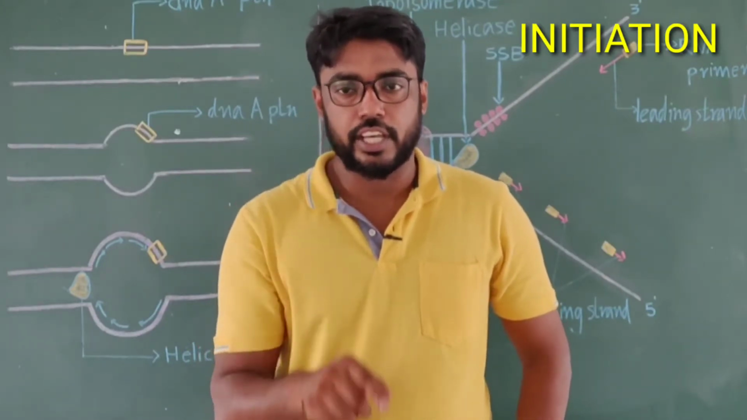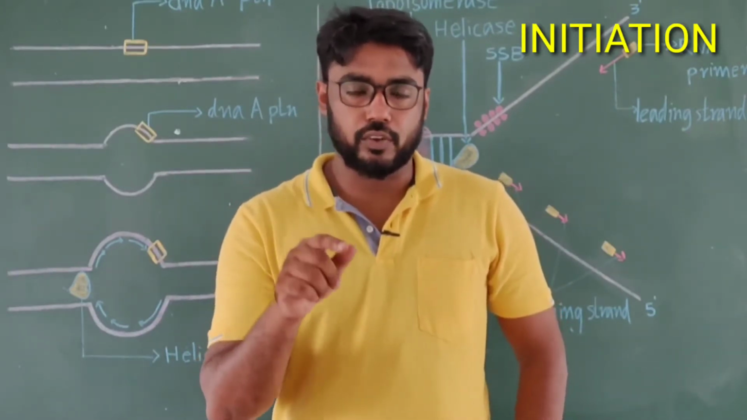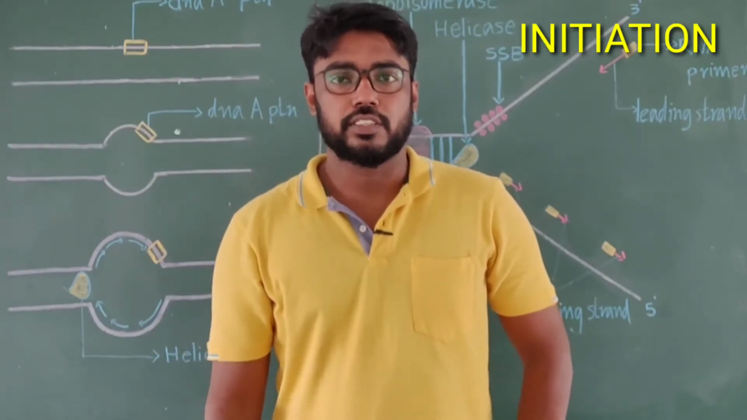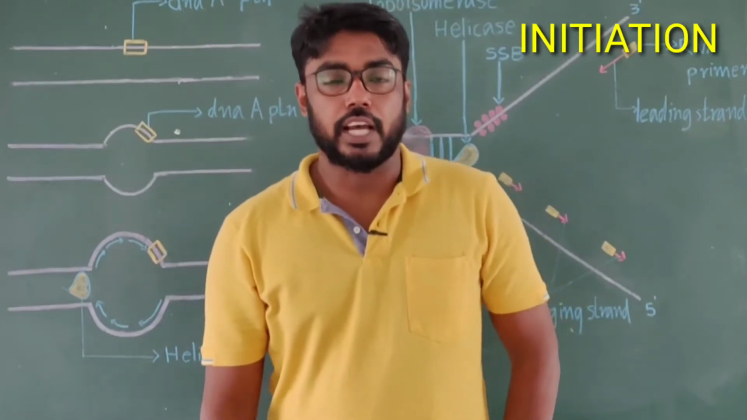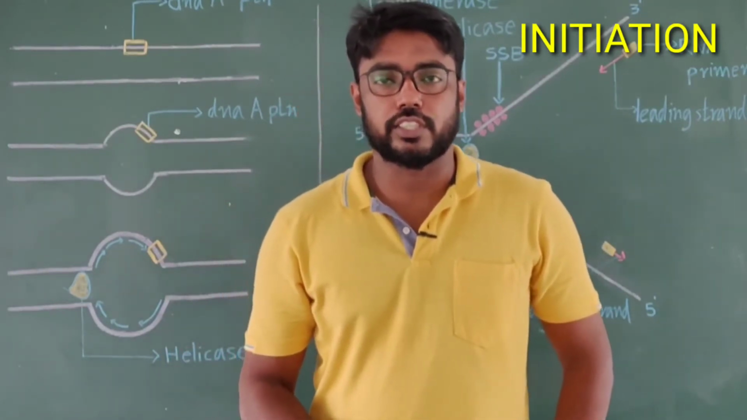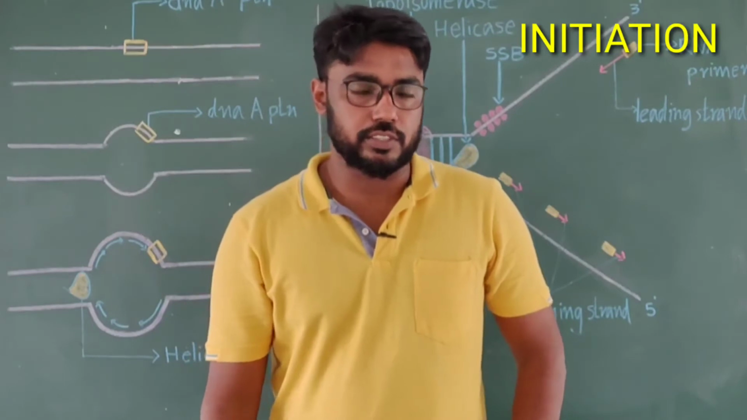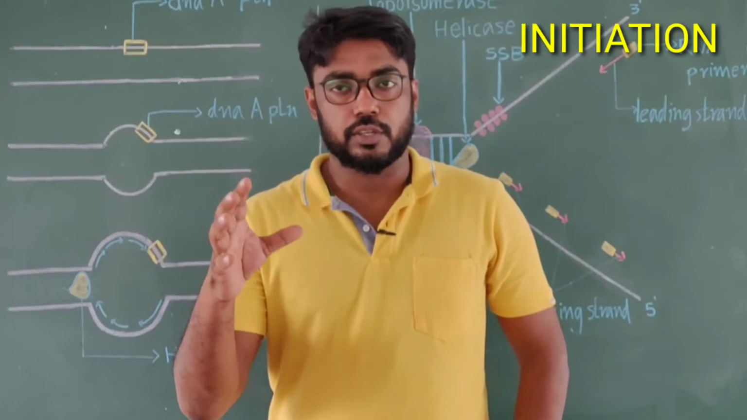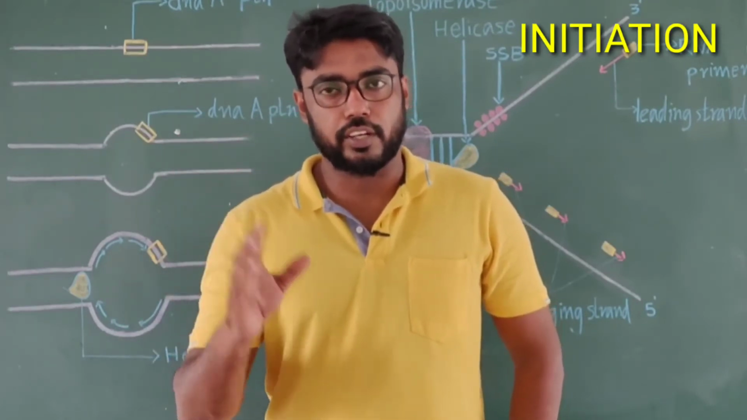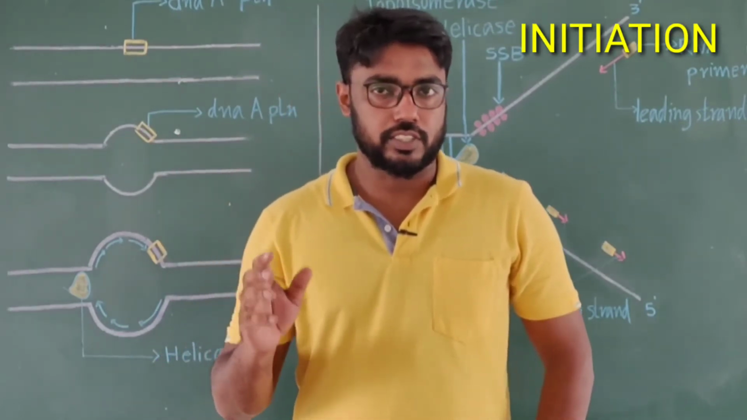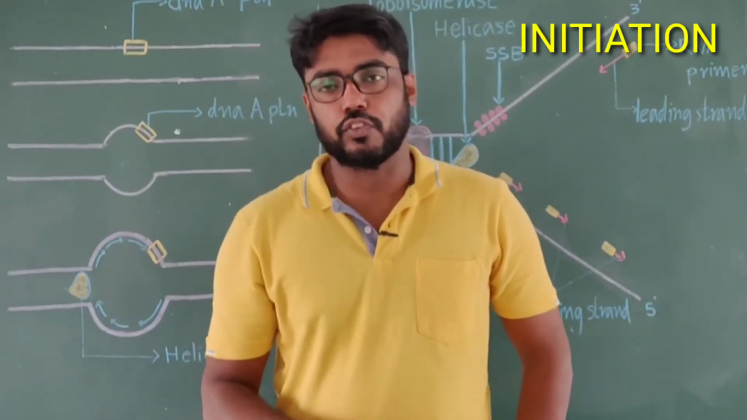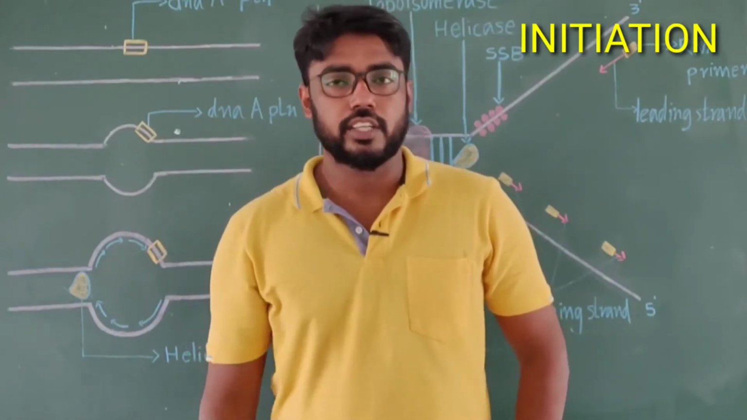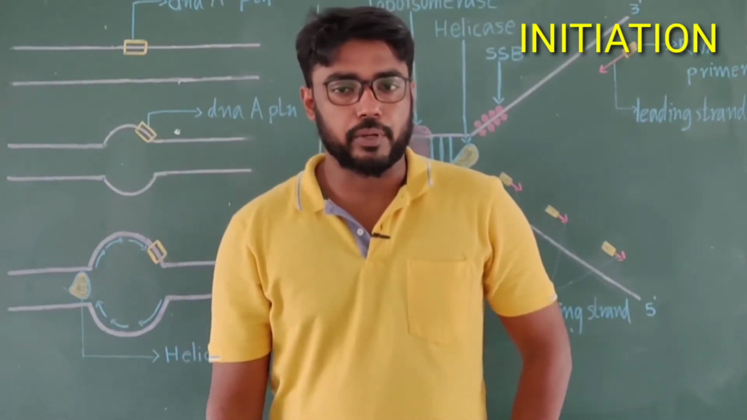That's why it is called a unireplicon. But in eukaryotes, thousands of origins of replication are present, because eukaryotic DNA is much larger in size compared to prokaryotic DNA. That's why eukaryotic chromosomal DNA is called multi-replicon.